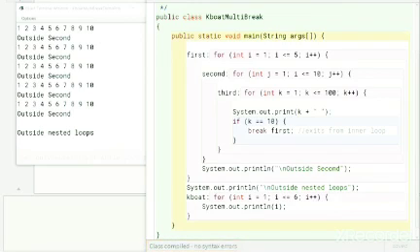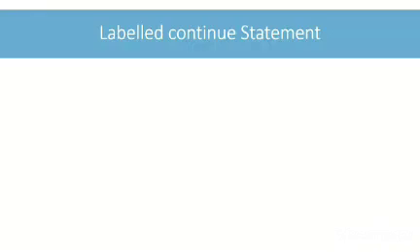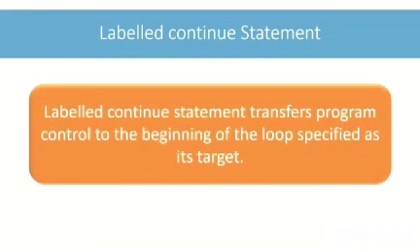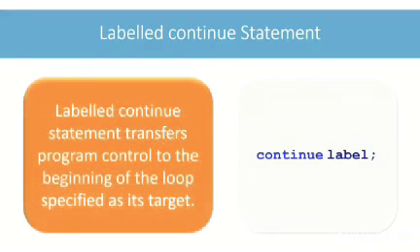So that completes our discussion of the break statement. Next we will look at the continue statement. Like labeled break statement, continue statement also provides a labeled form. In case of deeply nested set of loops, we can use a label with the continue statement to specify which of the enclosing loops to continue. Its general syntax is this: the keyword continue, followed by the target label, followed by semicolon.